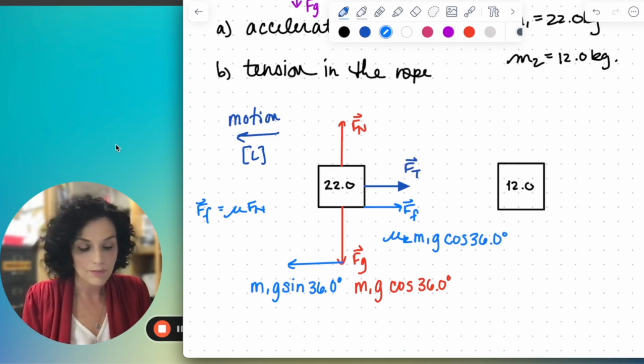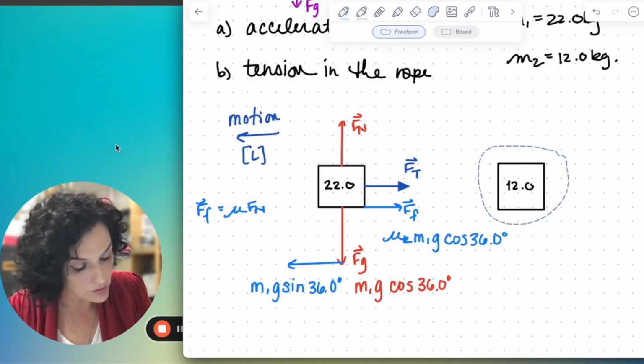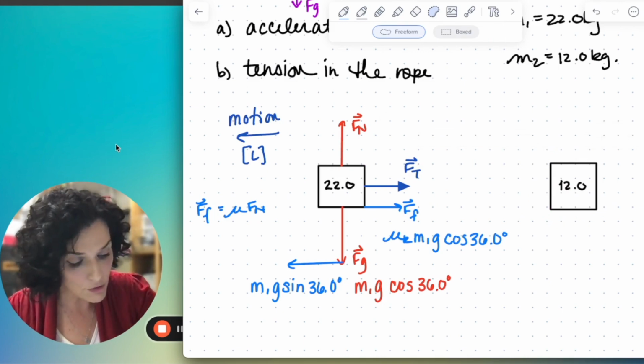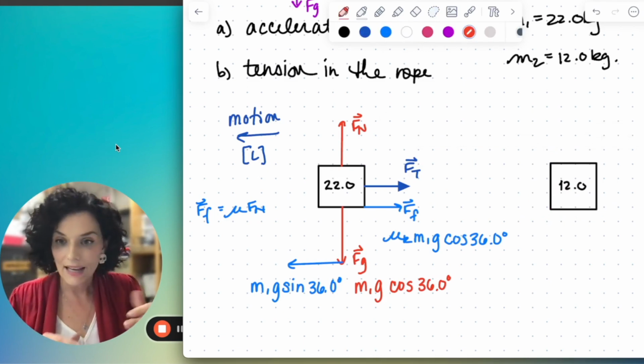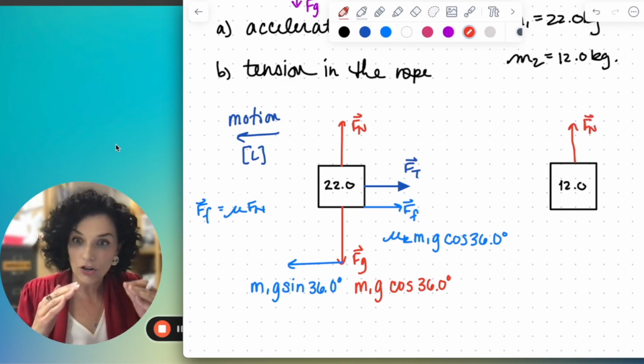So that's my 22 kilogram mass. Just going to move my 12 over here for a bit more space. Again, we have a normal force pointing up. We have our gravitational component.